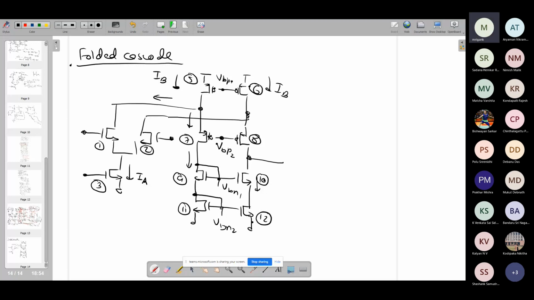Now this IA is definitely less than IB, because IA plus whatever is going in this other branch, call it IC. So IC plus IA by 2 equals IB. I can write that, right? Whatever IB comes from M5 is supporting the current in M1, which is IA by 2, and it is also supporting the current in M11, which I have written as IC. Therefore, IC plus IA by 2 equals IB. This is a DC bias requirement.